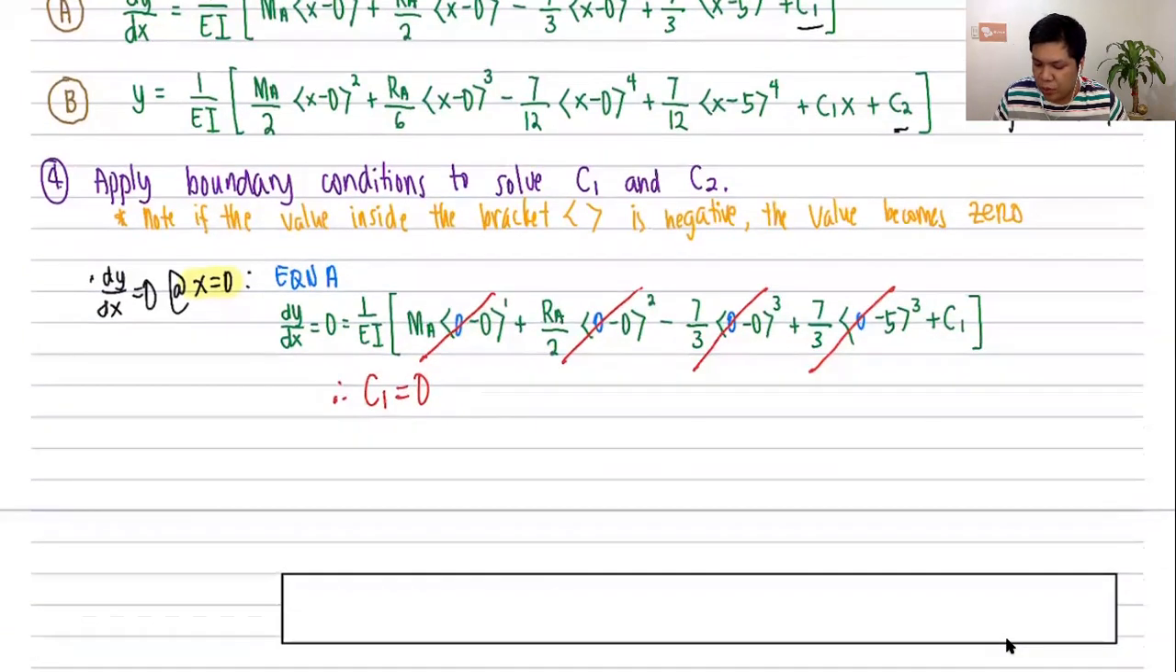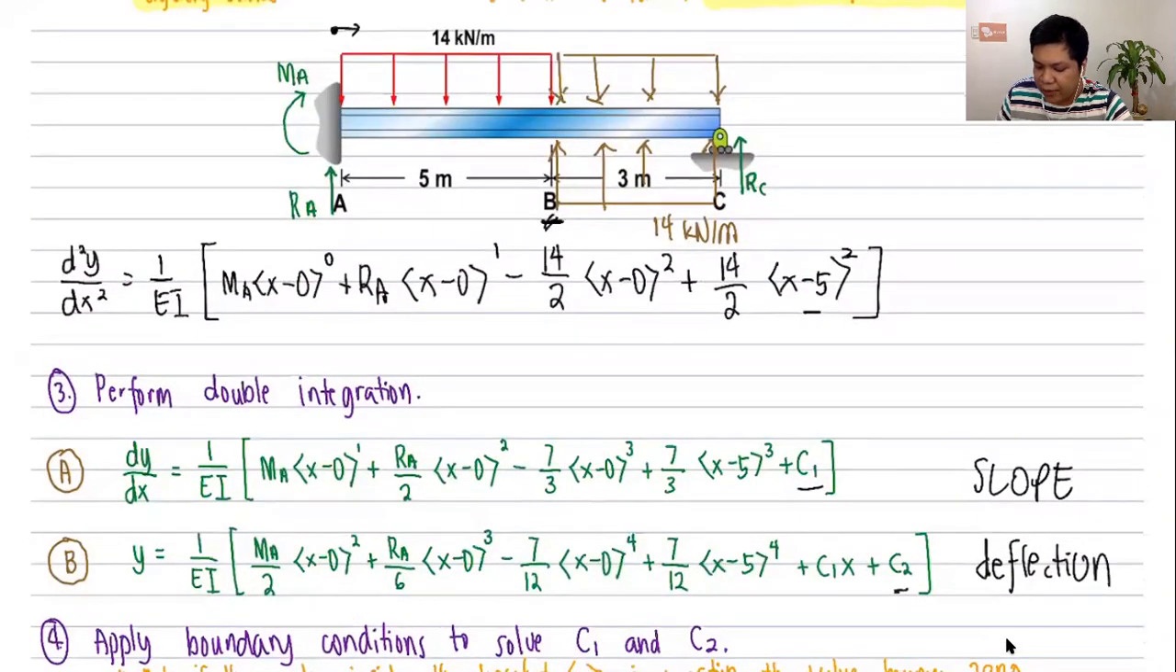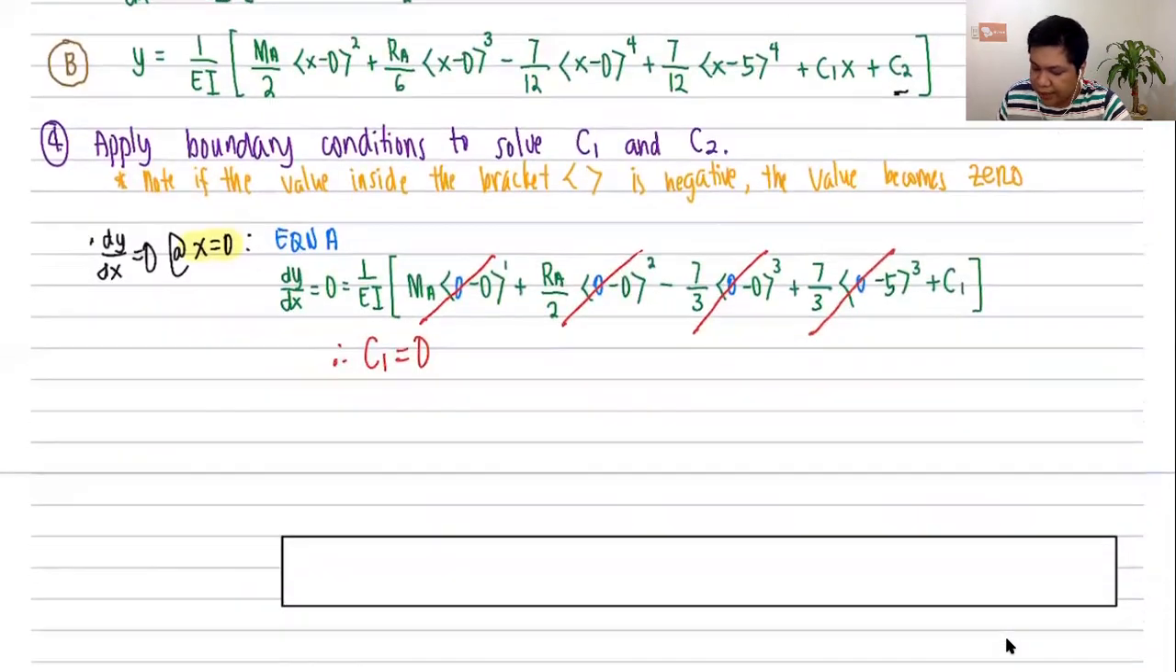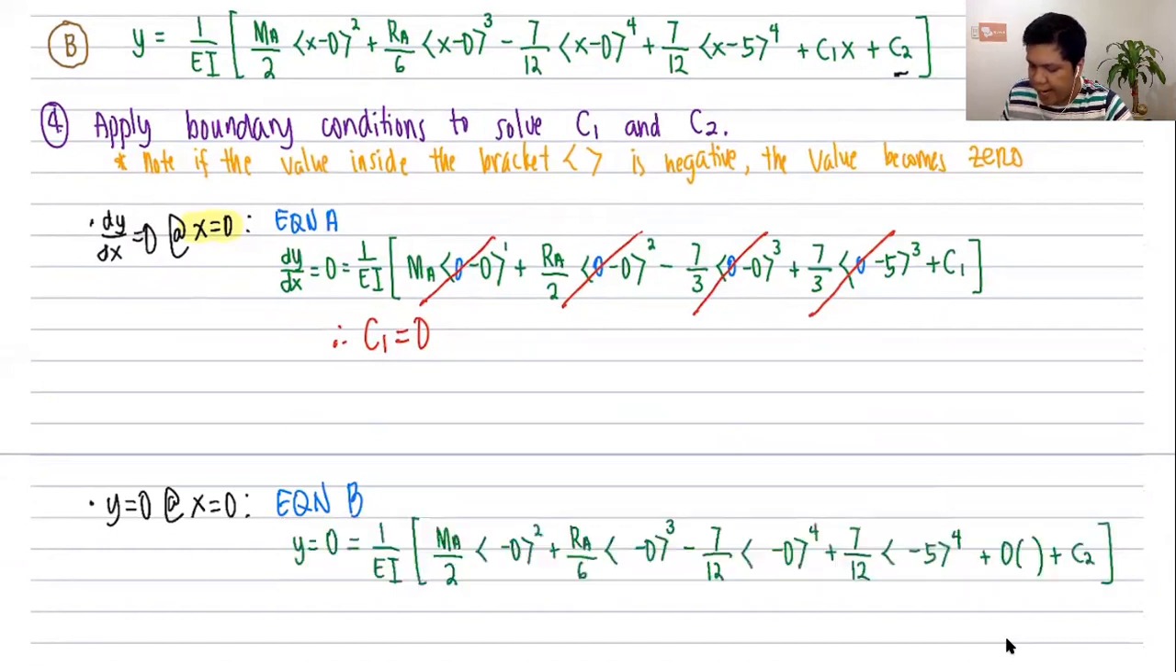Okay? Let's continue. What's our second boundary condition? I have a fixed support over here. So aside from the slope being equal to 0, the deflection is also equal to 0. Therefore, I can say that y equals 0 at x equals 0. Therefore, using equation B, I'll just copy equation B and equate it to 0. However, I'll substitute 0 as the value of x in equation B. Again, I'm using equation B because that's deflection.